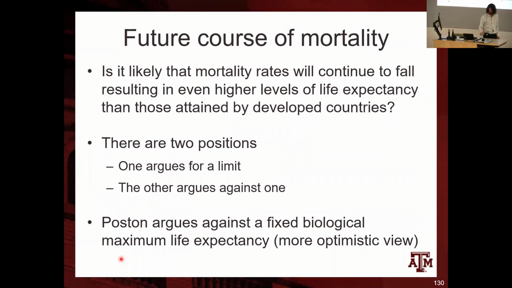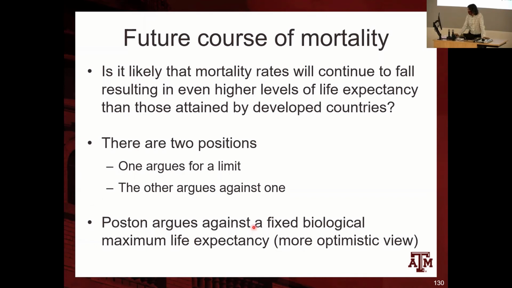Now the last portion of the chapter related to mortality, the author discusses some future causes of mortality. Is it likely that mortality rates will continue to fall, resulting in even higher levels of life expectancy than those attained by developed countries in contemporary societies? So that's a major question that demographers and public health researchers try to answer. And there are pretty much two major answers to this question. One group argues that there is a limit. We cannot actually improve life expectancy forever. And another group argues that there is not actually a limit, and as societies develop, we will keep living longer on average.